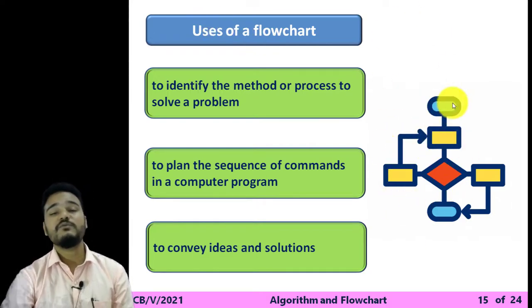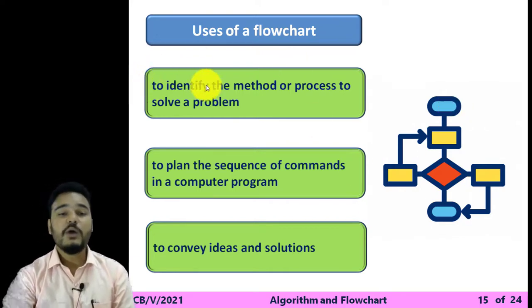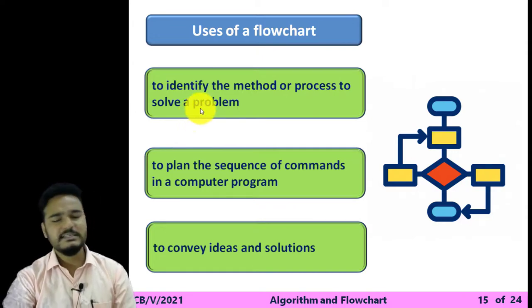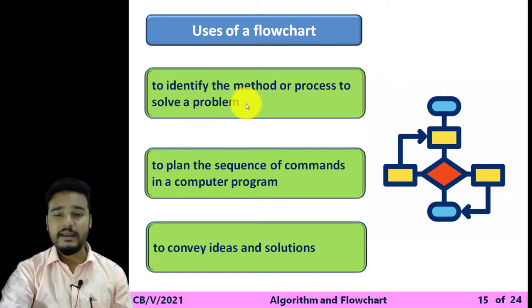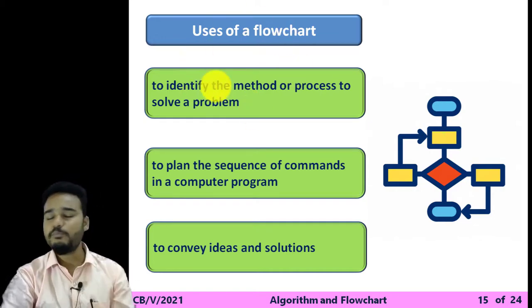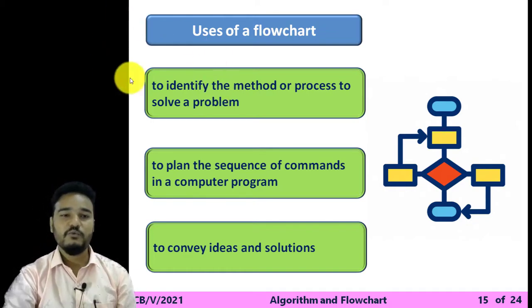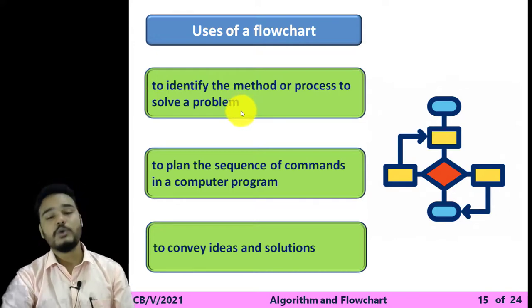So, uses of a flowchart. What are the uses of a flowchart? The first use is to identify the method or process to solve a problem. Yes, it is the same as the preparation of an algorithm. An algorithm was going on at that time also, the same was there. Identifying the method or process, so the same will be converted into a graphic method. So what is the first use? To identify the method of solving a problem.